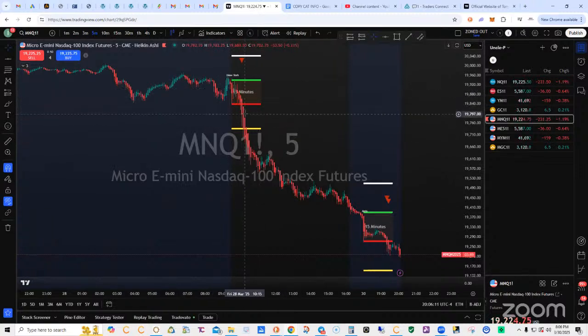Why? Because when it hits the first target, I want my standard lot to go ahead, hit my take profit, I'm out. Are y'all with me?